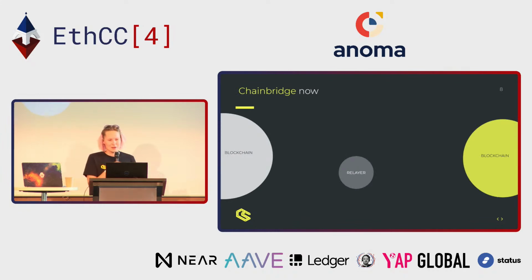It's still pretty abstract, very straightforward. So this is how the usual bridge architecture looks. You have two chains and you have a server in the middle. Well, we call it a relayer. Some people call it different things. So the relayer passes information from one chain to another.